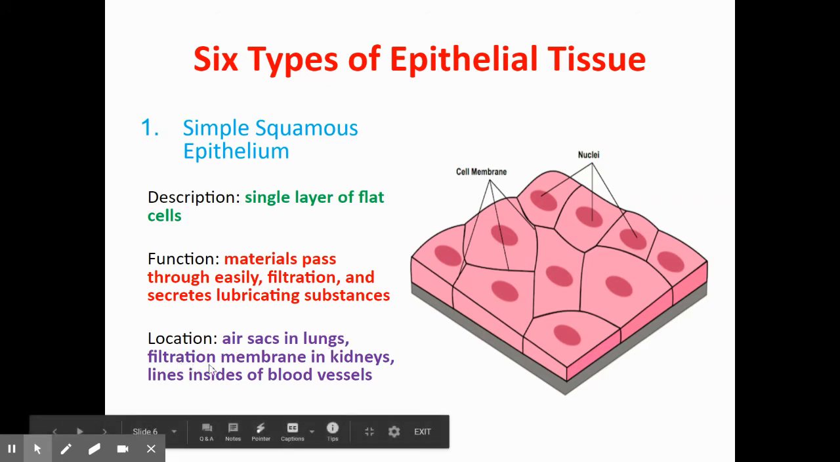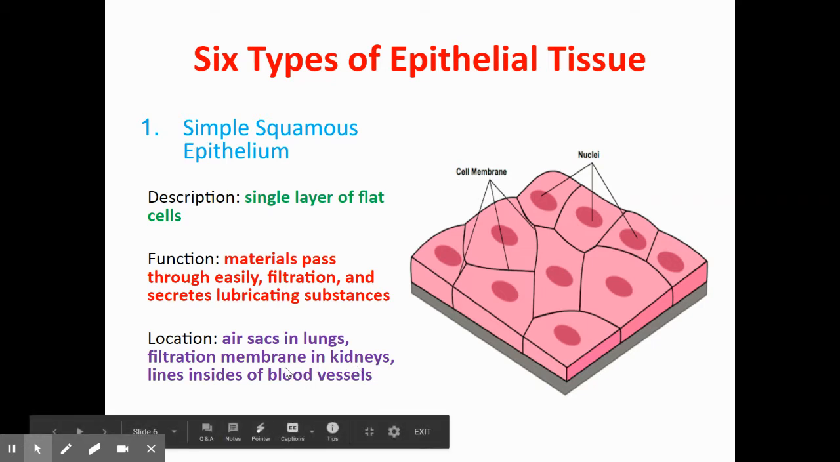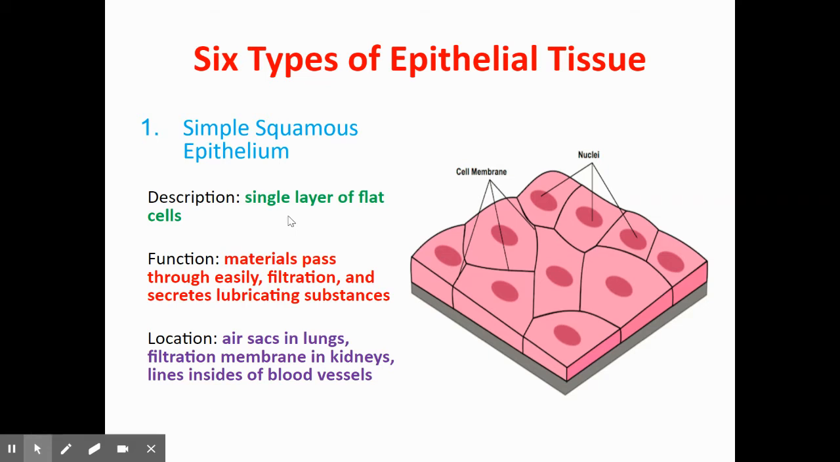I also mentioned filtration in the kidneys. As blood goes into your kidneys, the job of your kidneys is to basically filter waste out of your blood. And of course, that waste ends up going into your urine or forming urine. So this is another area where this type of tissue is going to be found. You want it to be nice and thin so materials can go through very easily.